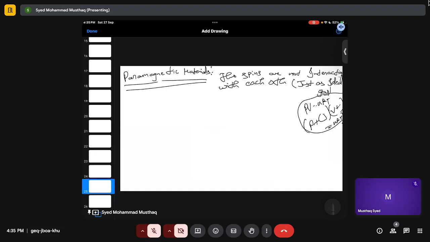Now, how do I find the relation? Whenever we talk about magnetic moment, if I have a spin which has some magnetic moment mu B, and if I apply some magnetic field, then this mu B and B will interact, and that will create some energy, and that energy is given as mu B dot B.